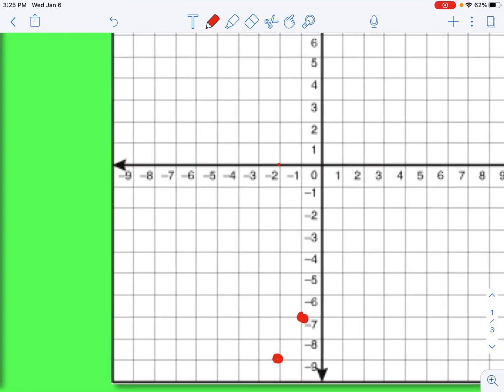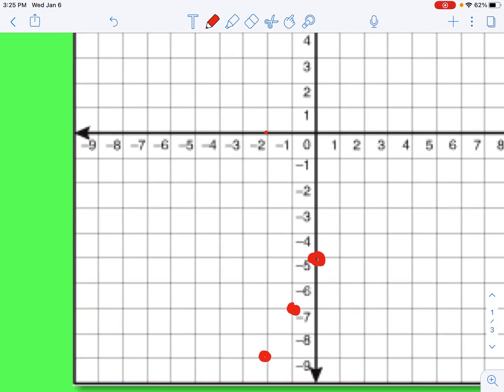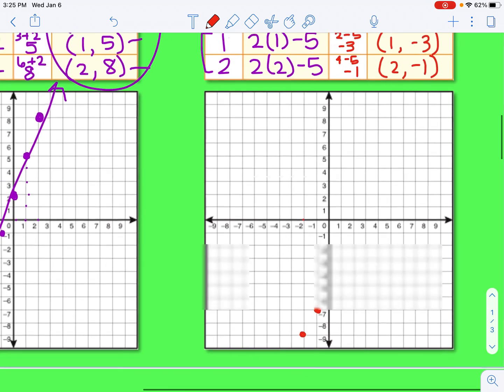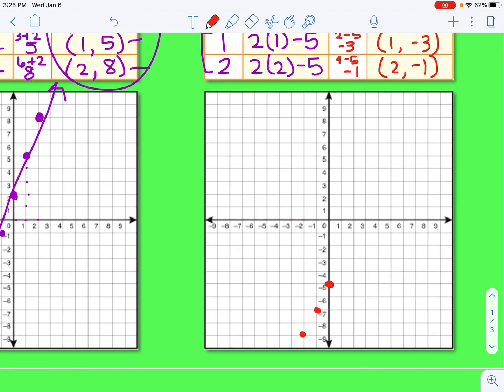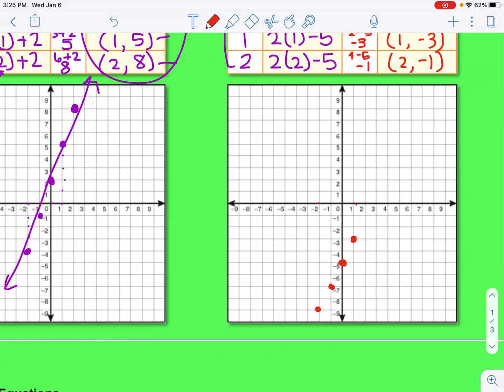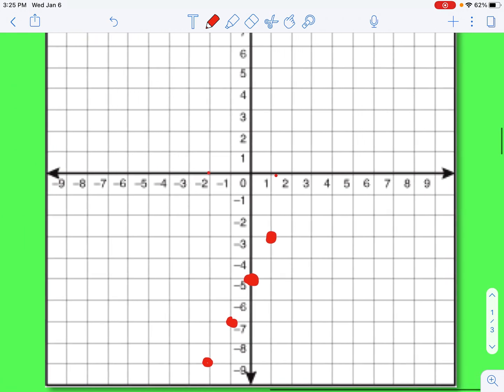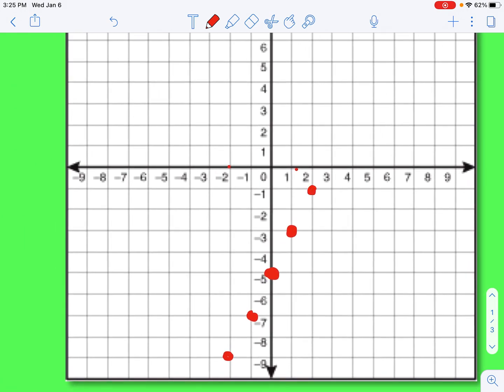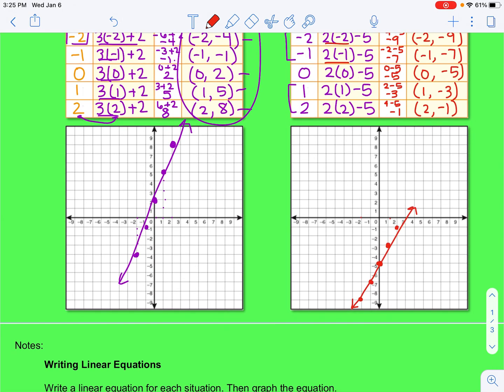Our next one was 0, negative 5. So we're going over 0, down negative 5. Our next one is 1, negative 3. So we're going over 1, down 3. And then lastly, 2, negative 1. So we're going over 2, down 1. Alright, so now if you look at those points, it looks like they will form a straight line. So now we can go ahead and draw our line as best we can. And that is our linear function for number 2.